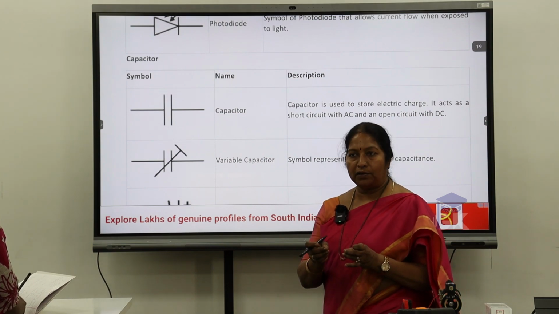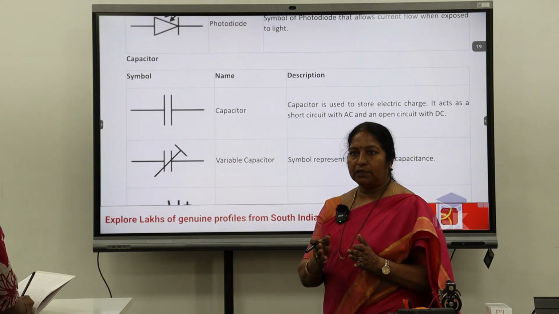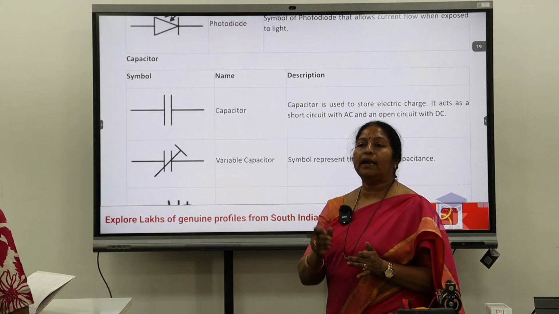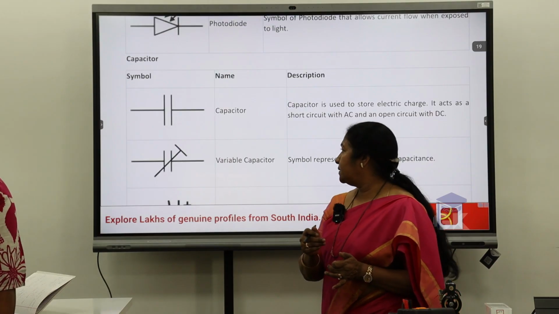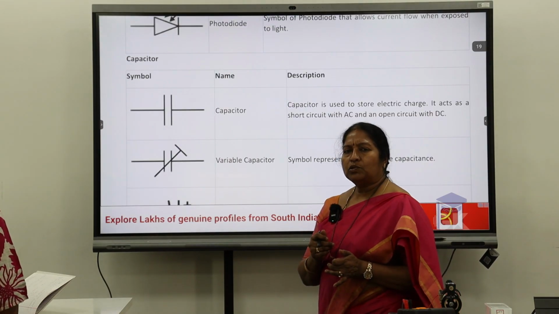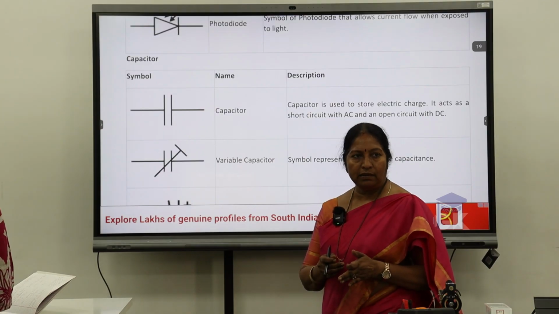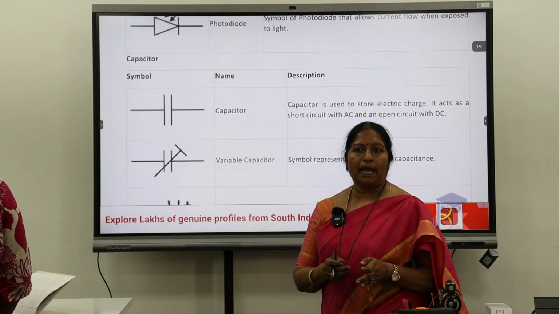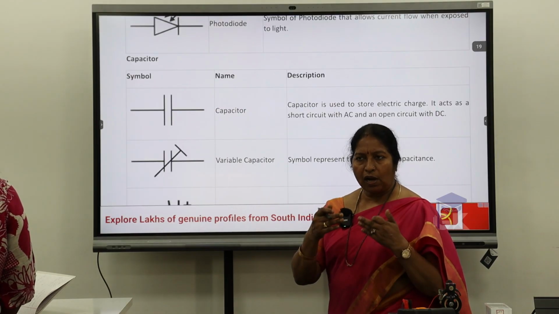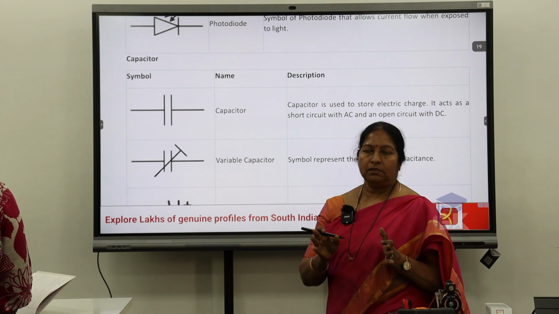Two electrolytes are used there. We'll study how you get a polarity in those capacitors. That is the electrolytic capacitor. Like that we have tantalum capacitor, where tantalum is used as a dielectric. So we have many different types of capacitors. Those are all fixed type, where the value is fixed.